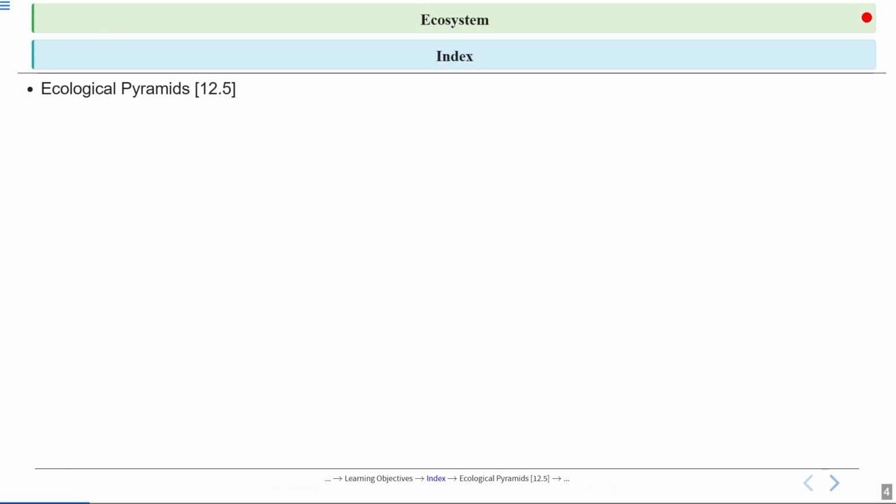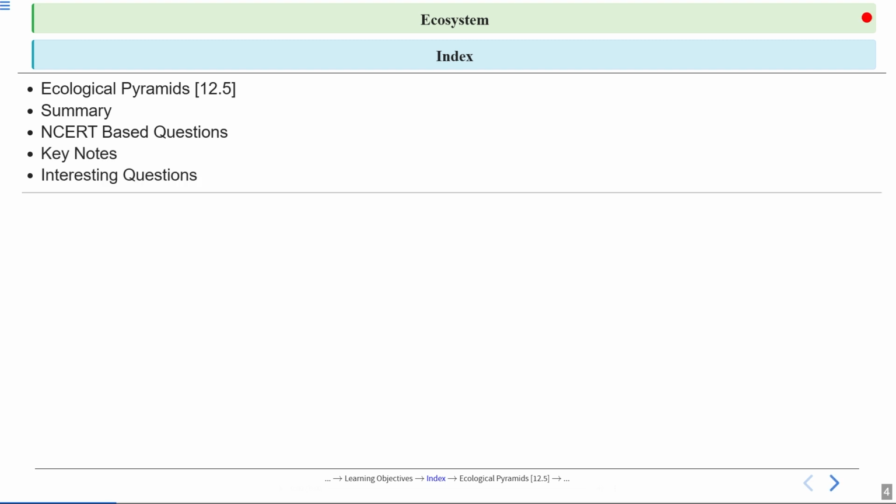So let's begin with today's session. We'll be talking of ecological pyramids today, which is NCERT section 12.5. Then we will summarize the entire session. We'll discuss some NCERT-based questions related to these topics. We'll also discuss some keynotes that will help you memorize these topics, and in the end, there'll be some interesting questions that will enhance your critical thinking ability.